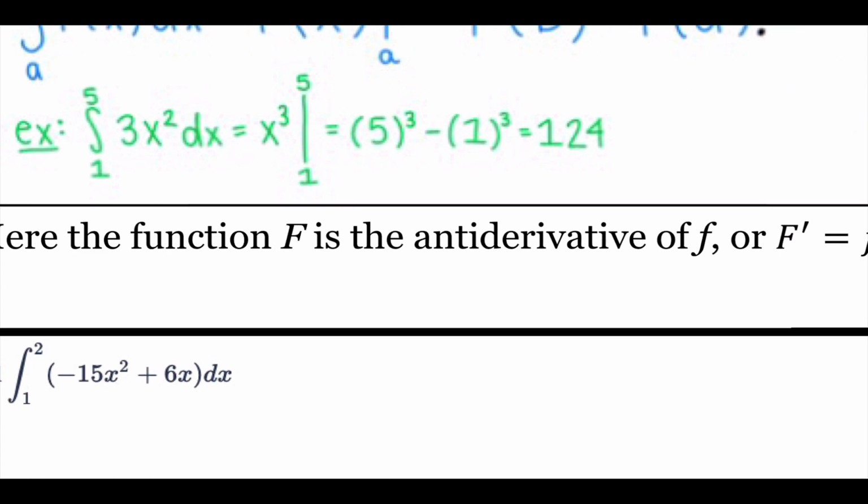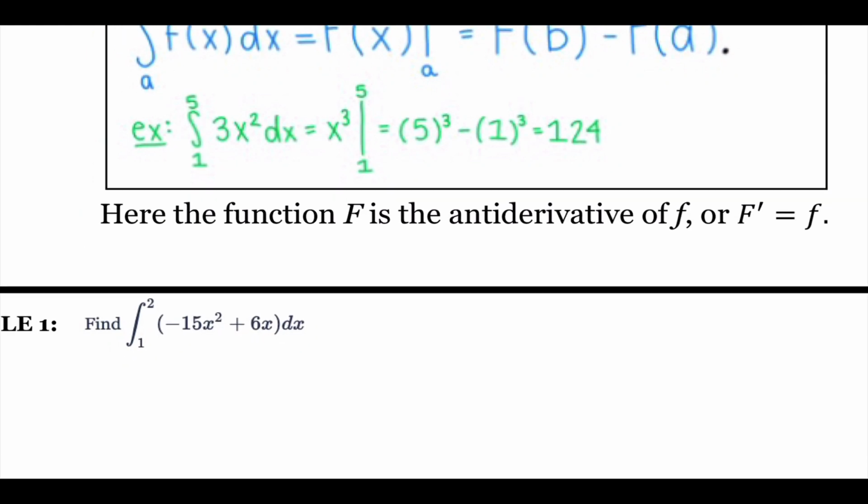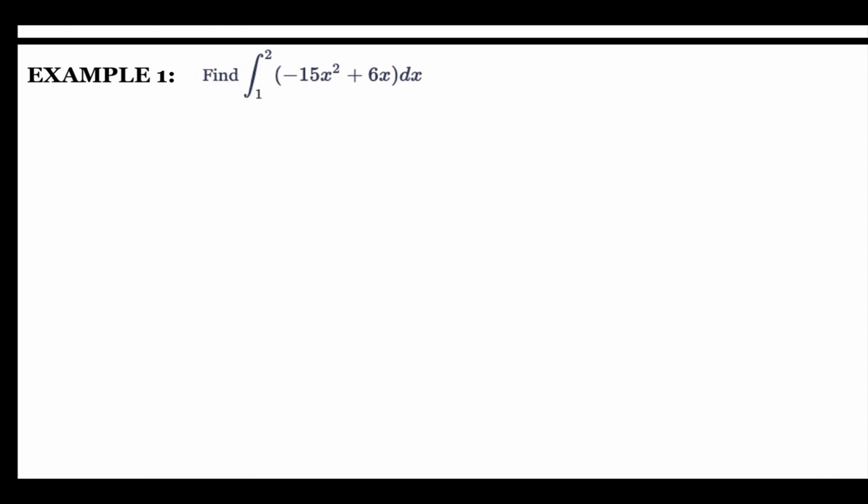So if you see capital F anywhere, that just means it's the antiderivative, kind of like f prime is the derivative. So if you see capital F prime, that's just another way of saying the original f. Okay? Okay, so let's start with example number 1.